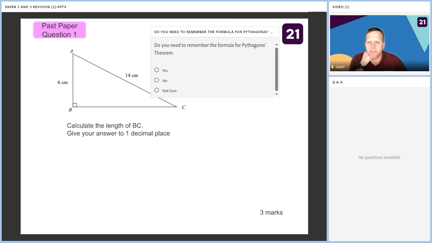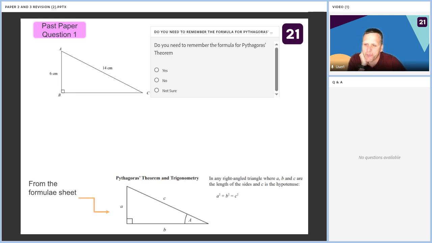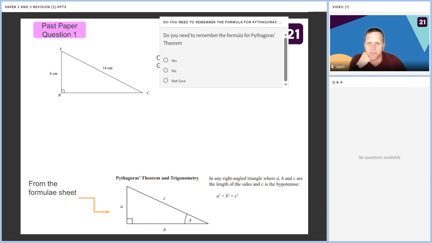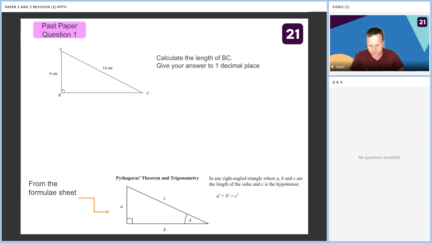Okay, now this is the next one. Do you need to remember Pythagoras' theorem? Okay, bit of a mixed bag. Actually, these days it is on your formula sheet. So have a look on your formula sheet at the front. It is there for you, so you don't need to remember it. I know many of you already will, but it is on your formula sheet for your exam. Okay, so let's have a look at this question.